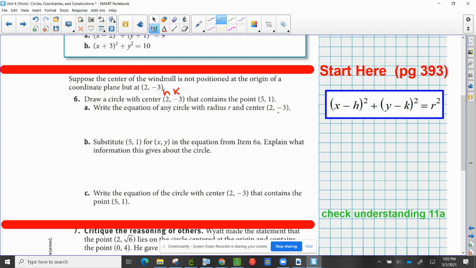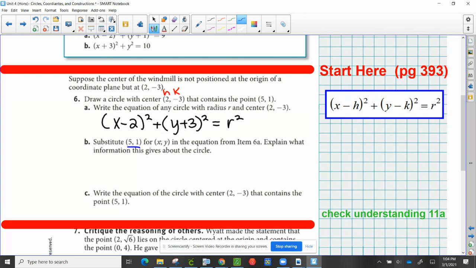So what we're going to do is start by doing a lot of plug and chug here. We're going to start by writing our equation with that center point. That means our equation would be (x - 2) squared plus (y - -3), which turns to (y + 3) squared, equal to r squared. Now, to write the equation of this circle, we eventually have to figure out what r squared is so we know what to set it equal to. That's where this other point is going to come in.